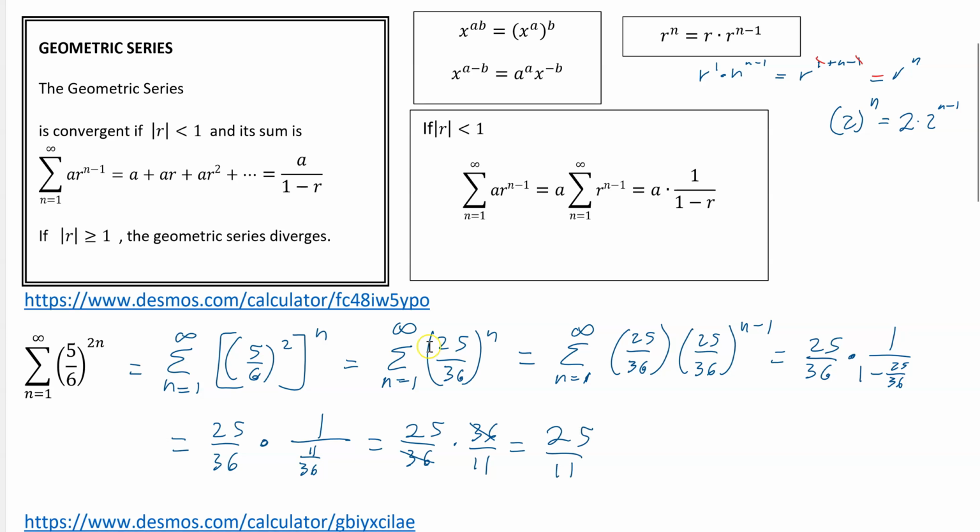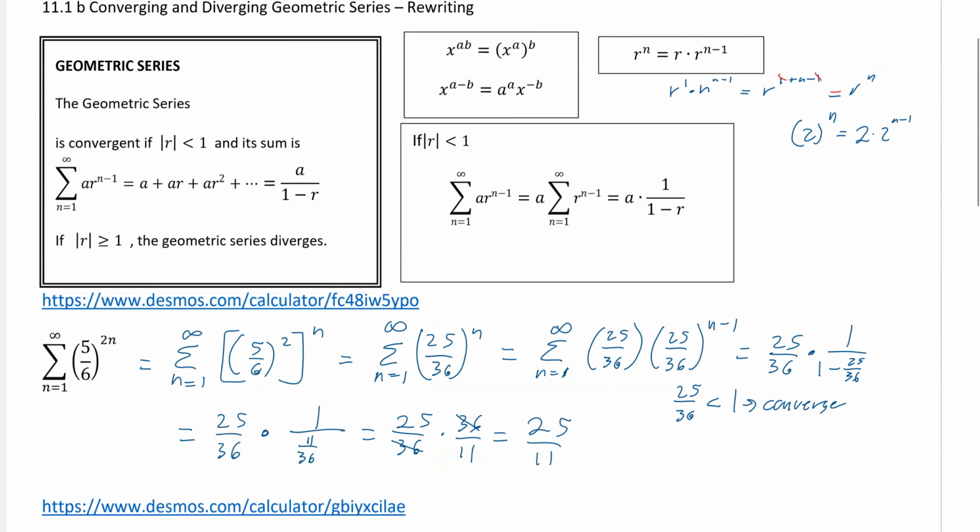So again, the step is to get it down to an n so that we can apply this quick little trick to make it that n minus 1. And then we can just say, okay, well, that 25 over 36 is less than 1, which means we know it's going to converge. And then we can plug it into our formula. So it'd be a, which again you can put in front, and then 1 over 1 minus r, and then simplify. But now what you want to do is check it.